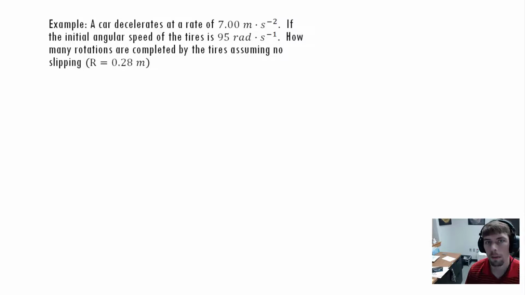Some rotational kinematic examples. Okay, so we've got one up here. A car decelerates at a rate of 7 meters per second squared. If the initial angular speed of the tires is 95 radians per second, how many rotations are completed by the tires, assuming no slipping?